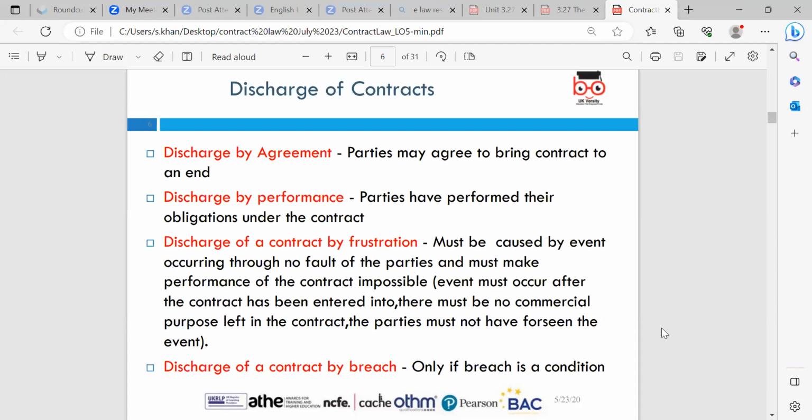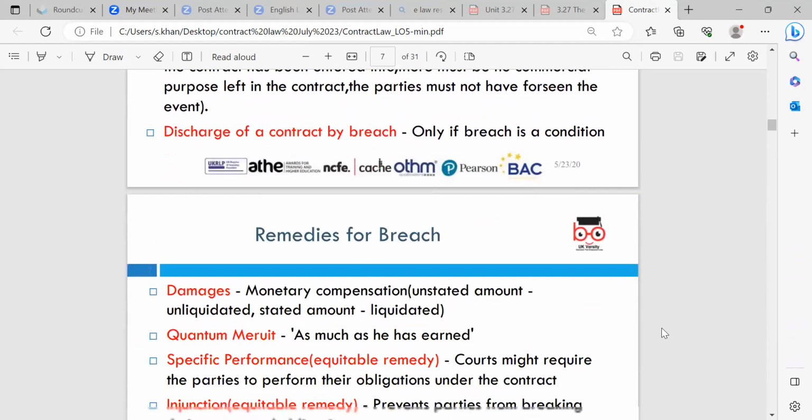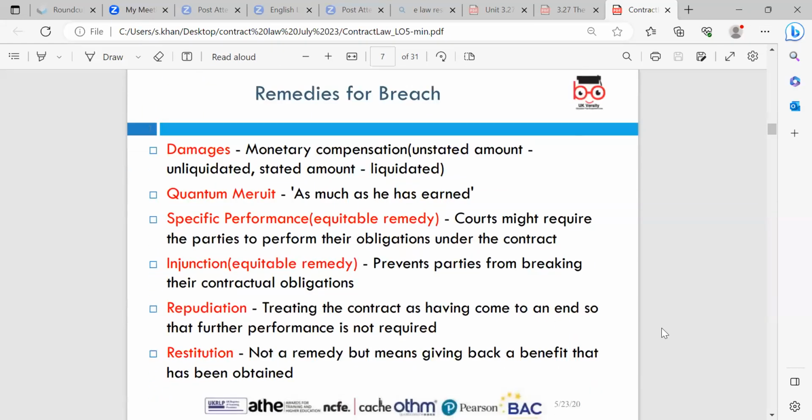Discharge of a contract by breach, and this is only if breach is a condition. So there are remedies that are available for breaching the contract. Firstly is damages, which is monetary compensation. So this is an unstated amount, which is unliquidated, or a stated amount, which is liquidated. Quantum meruit, as much as he has earned.